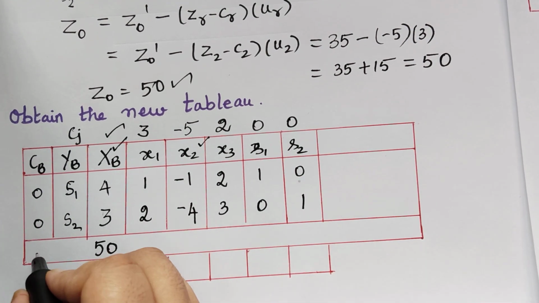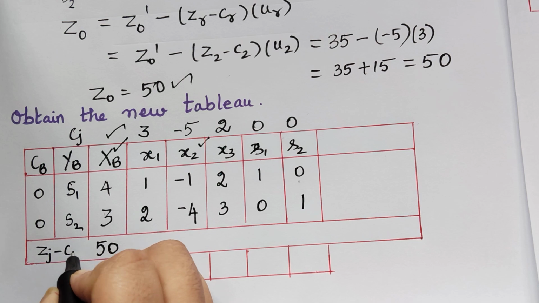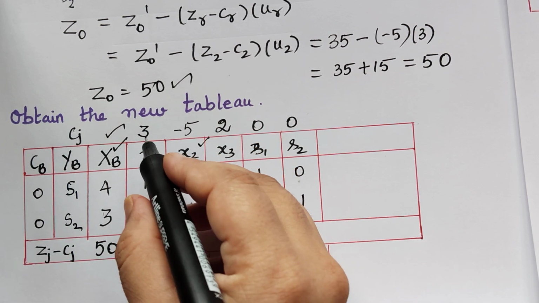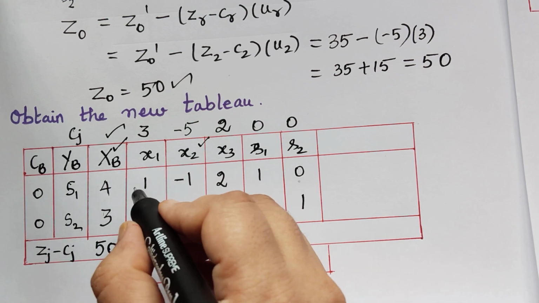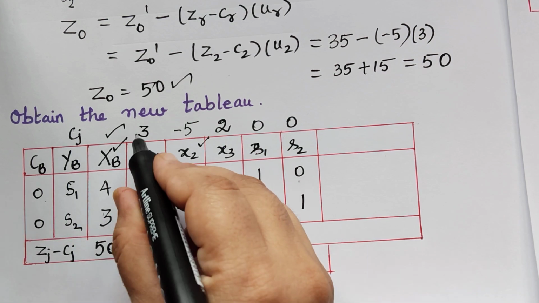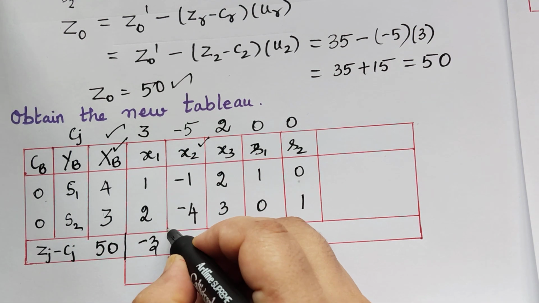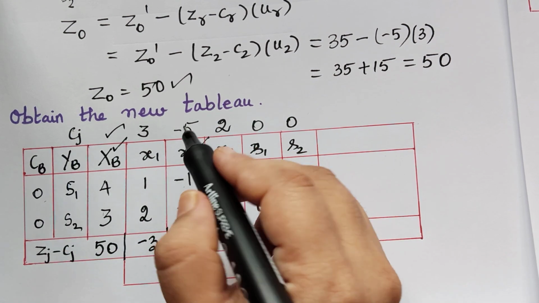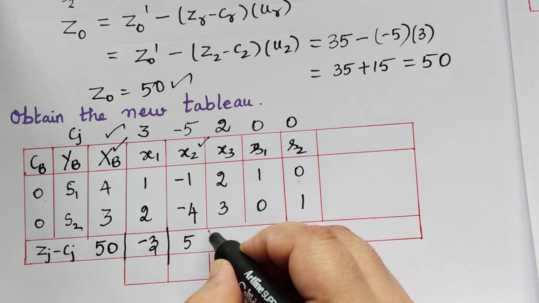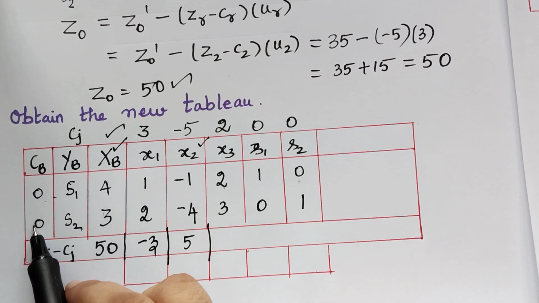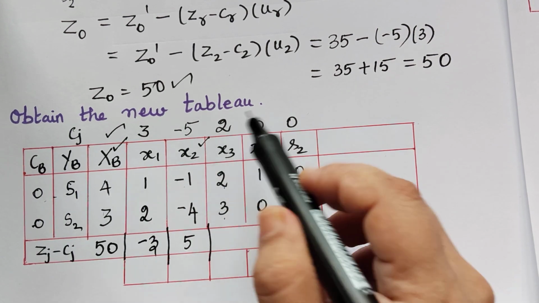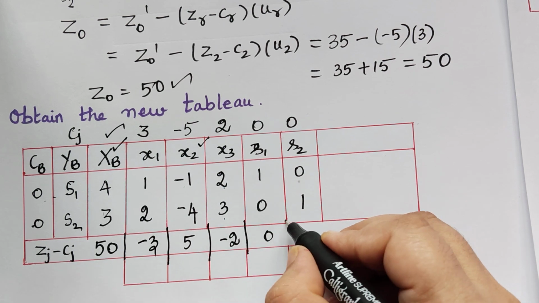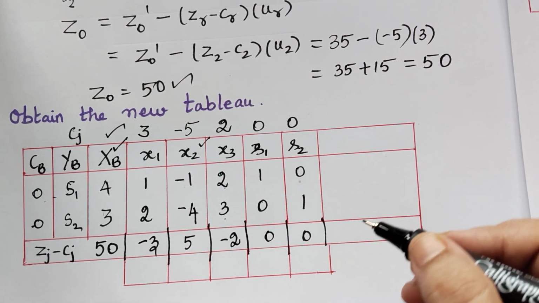Now next again we have to find the zj minus cj. Since these two values are 0, this will be 0 into 1 plus 0 into 2 minus 3. And then 0 into minus 1, 0 into minus 4, minus of minus 5, which will become plus 5. And here 0 into 2 plus 0 into 3, which is going to be 0 only, and here minus 2. And here again 0, 0. So now we have these values.